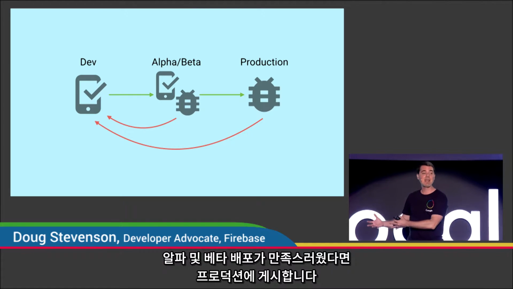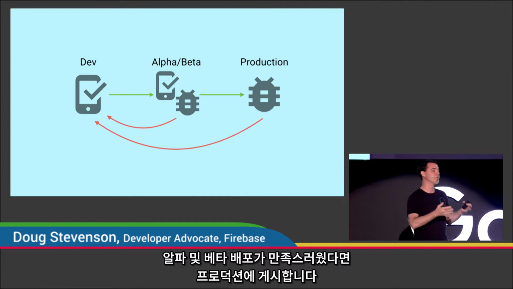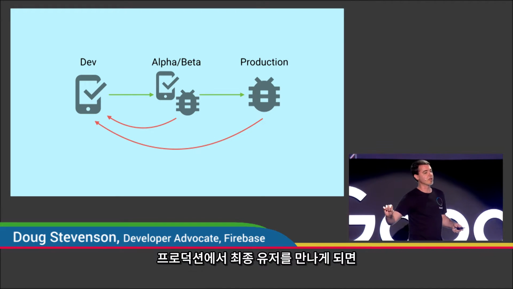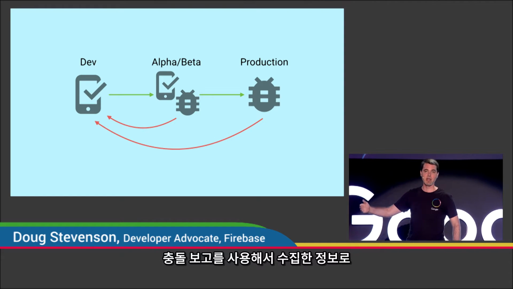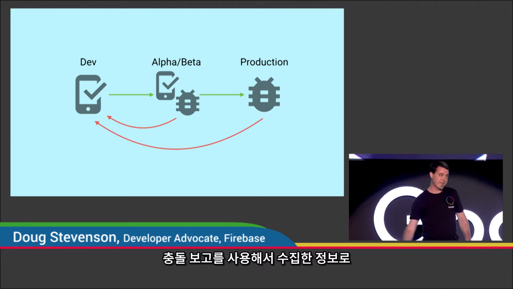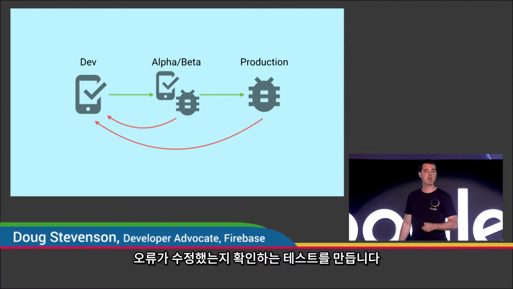And then when you're finally happy with your alpha or beta distribution, you can publish that to production. And then in production, when it finally reaches your users, you can use crash reporting to find any other crashes and take that information and create new tests that demonstrate that you fixed the error.